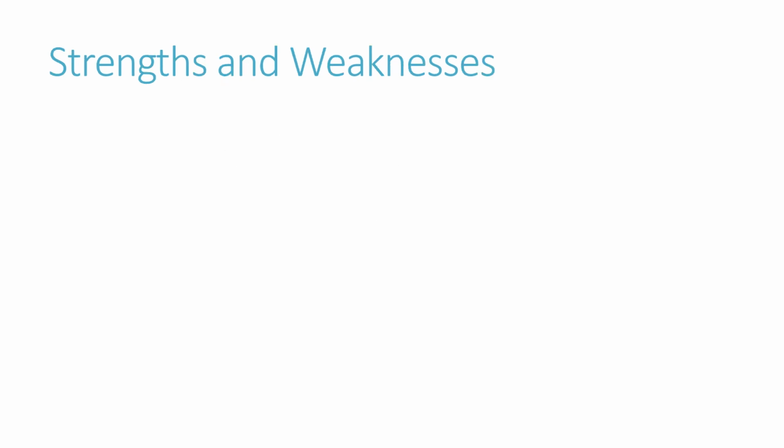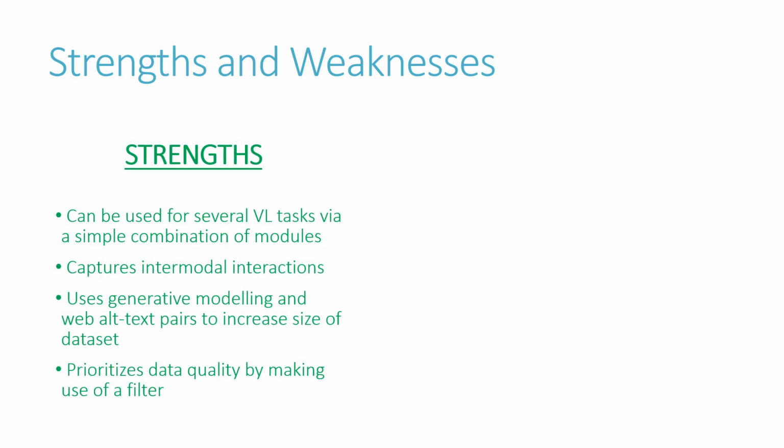Finally, to conclude, here are some strengths and weaknesses of BLIP. Coming to the strengths, 1. It can be used for several visual language tasks via a simple combination of different modules. 2. It captures intermodal interactions quite well, as previously mentioned. 3. It uses generative modeling and all text pairs from the web to increase the size of the dataset. And 4. It prioritizes data quality by making use of a filter.